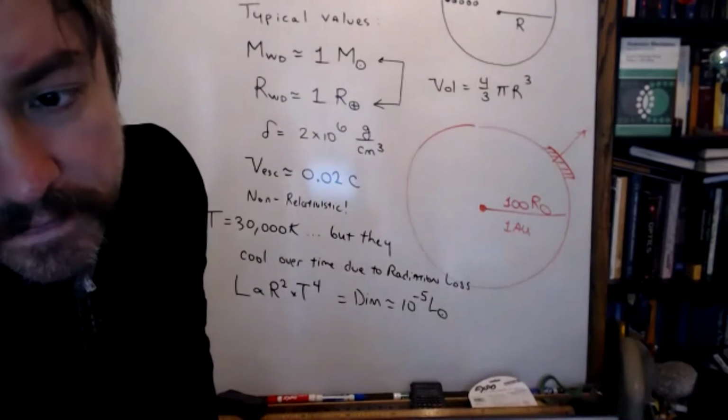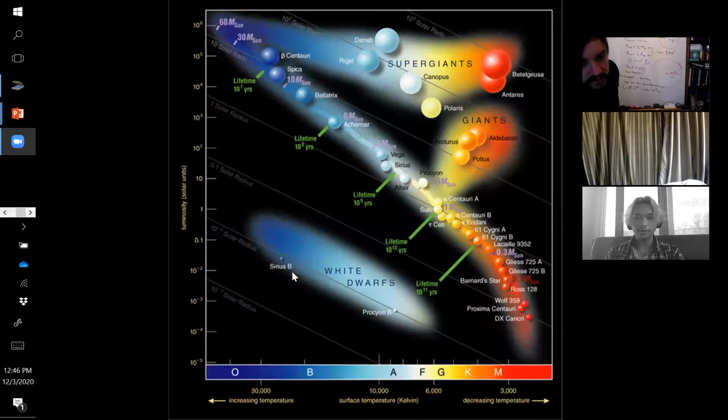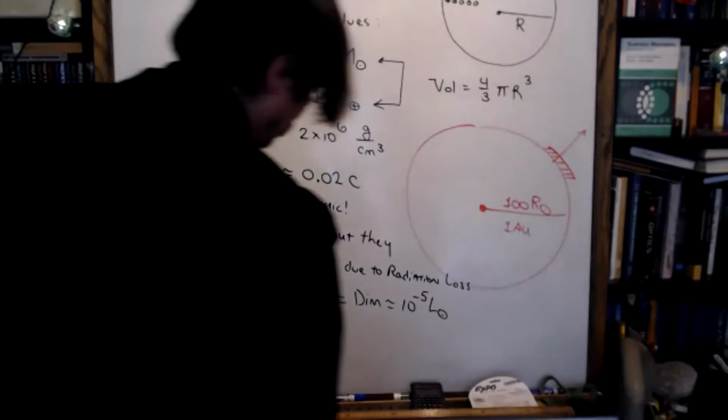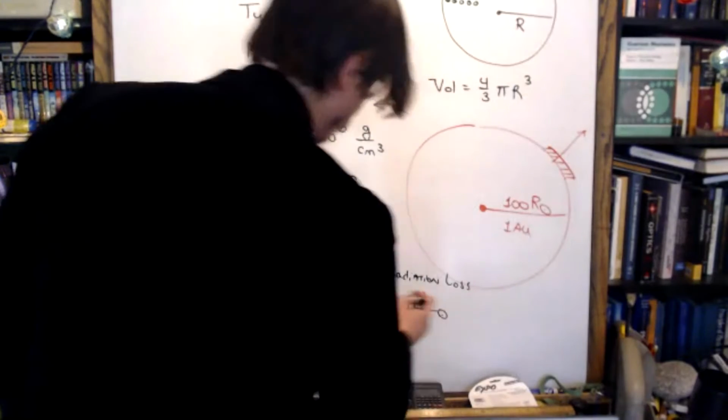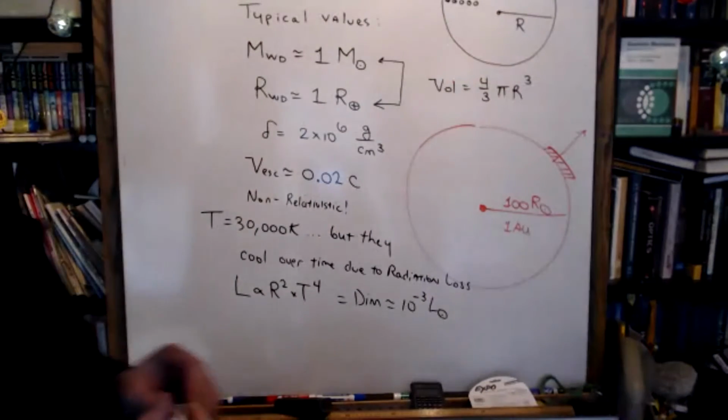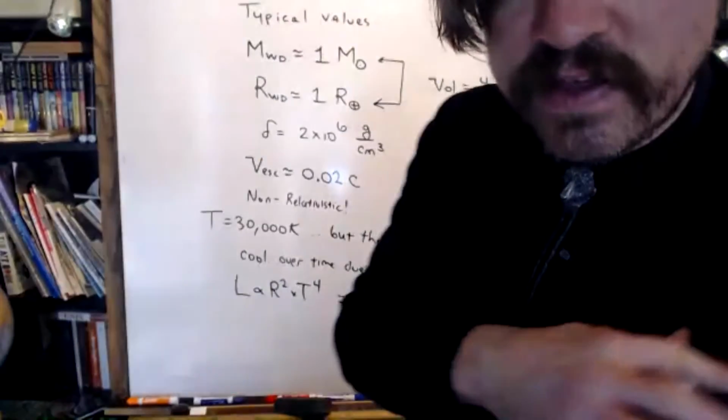Did I do that right? Okay, well, let's do 10 to the minus 3. Sorry, I was a little too low in my estimate there. Because they put out only a fraction of the sun's light, they can be extremely difficult to see.